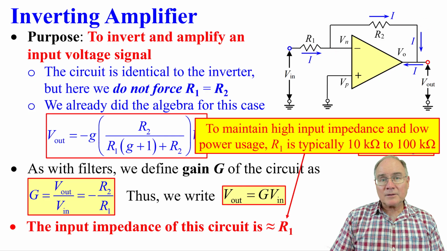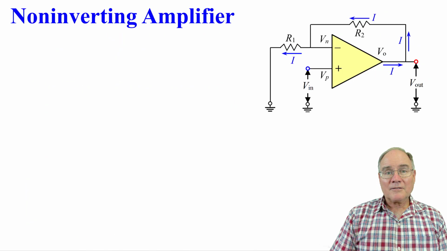And this is why, by the way, when we use op-amp circuits, we typically use resistors that are about 10K to 100K ohms. This is so that we not only have high impedance, but the higher the resistor, the less power consumption. Finally, let's look at a non-inverting amplifier.